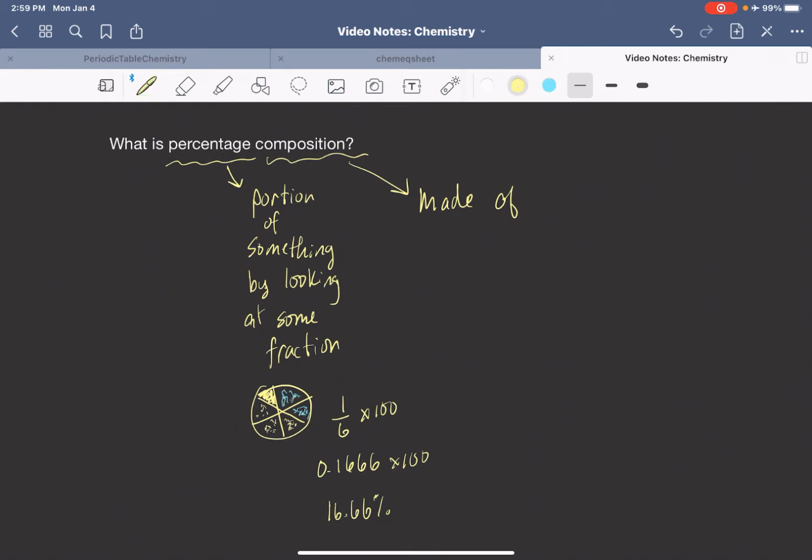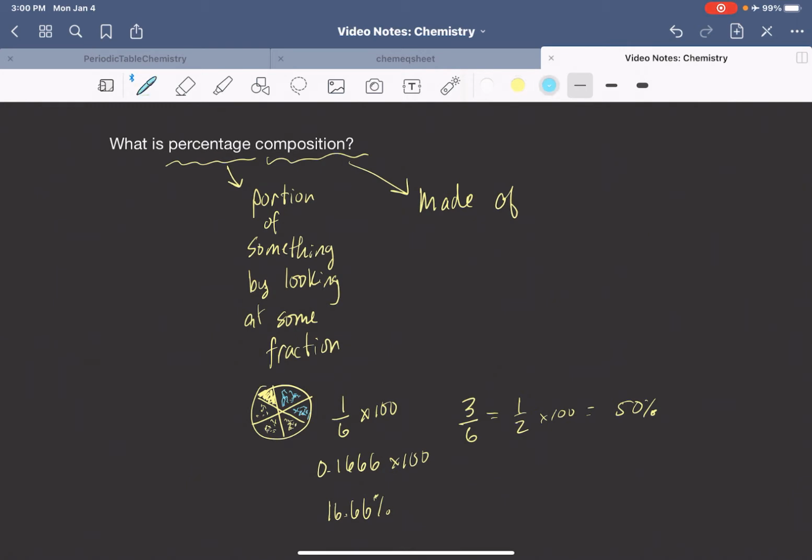Then we could say that there are 3 out of 6, right? There's this one, and this one. 3 out of 6 that have those dots in there. Well, we know that that's 1/2 times 100. We know that that's going to be 50%. 0.5 times 100 is going to be 50%.